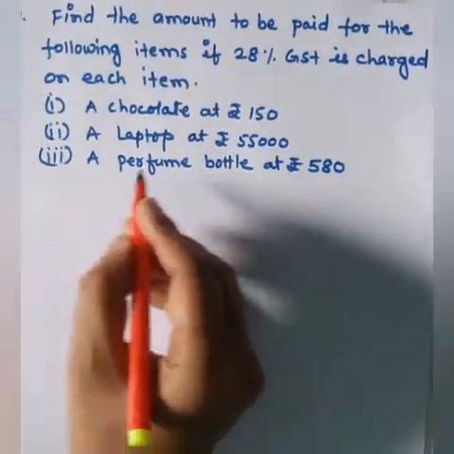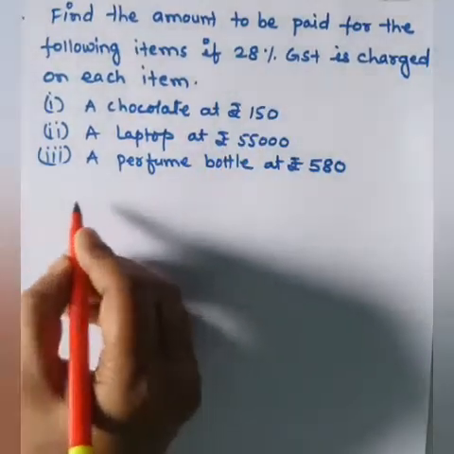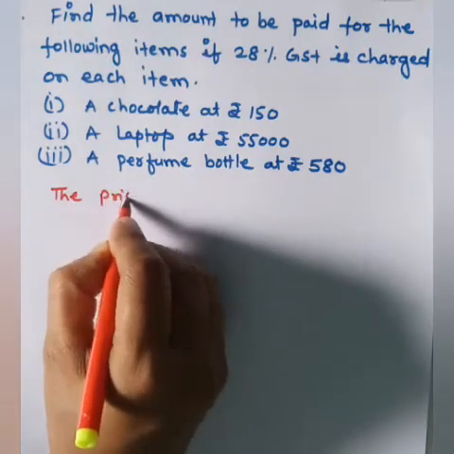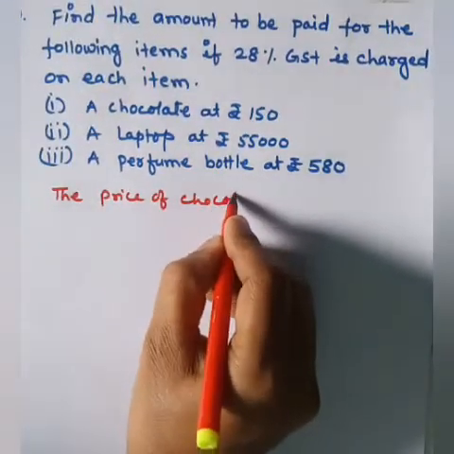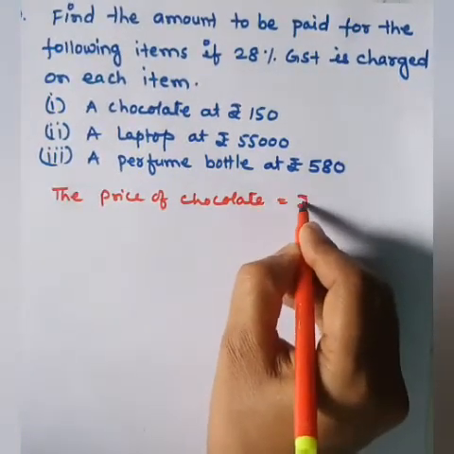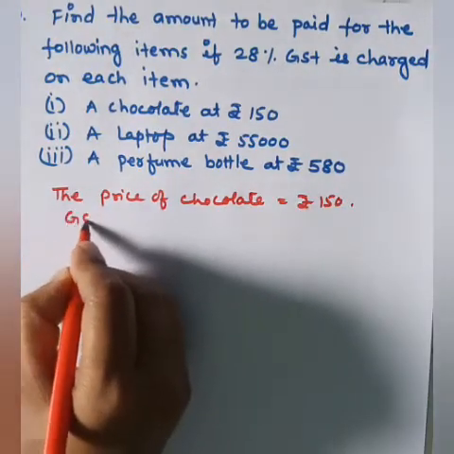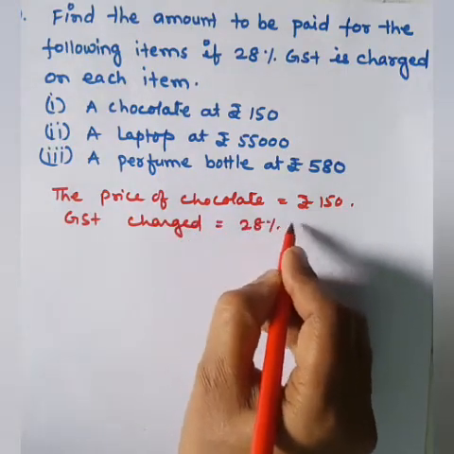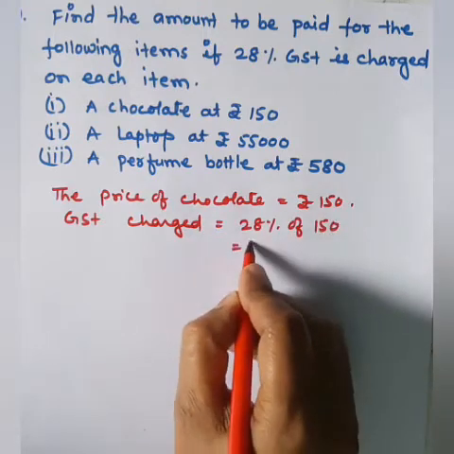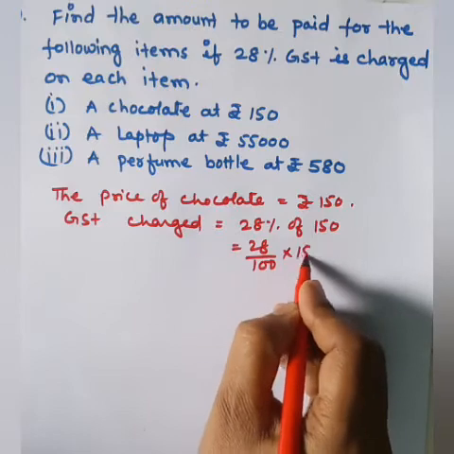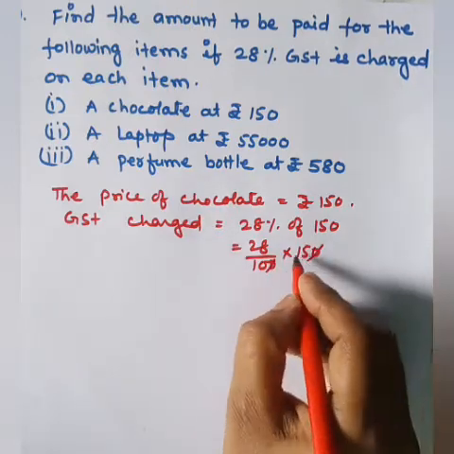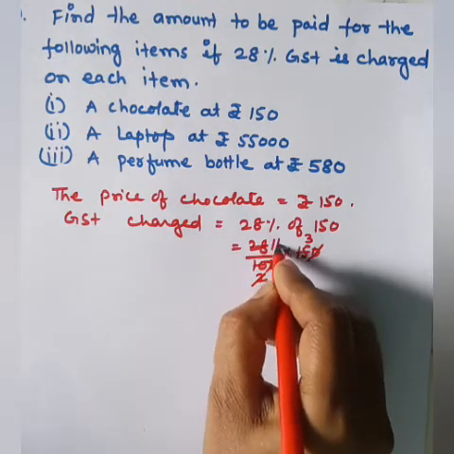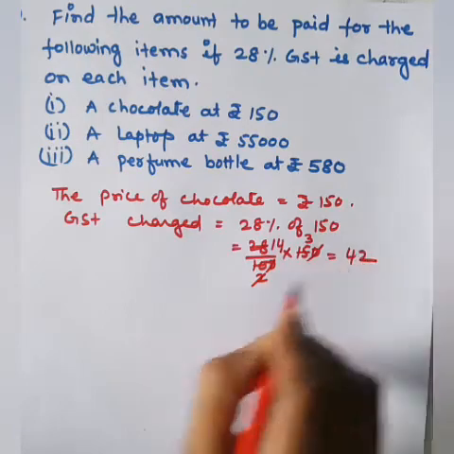Now see, GST is 28%. So the price of chocolate is equal to rupees 150. Okay. So GST charged is how much? 28% of 150. So that will be 28 by 100 into 150. So 0 0 cancel. See here, 5 3s are 15 and 5 2s are 10 and 2 1s are 2 and 2 14s are 28. So this is 42. Okay.